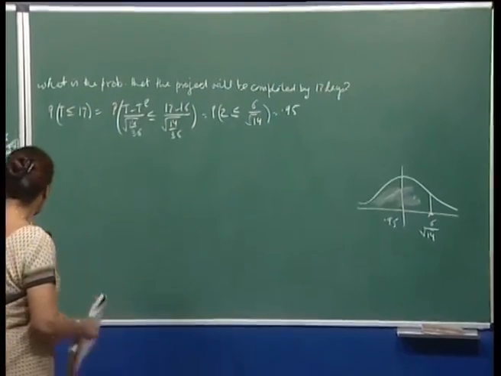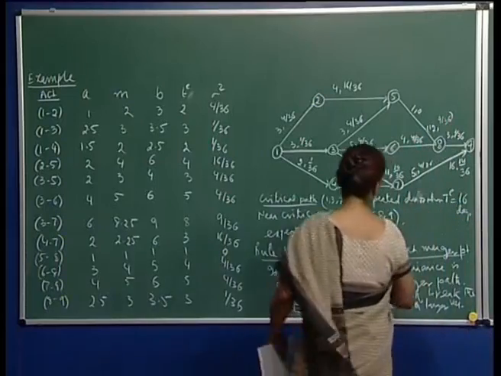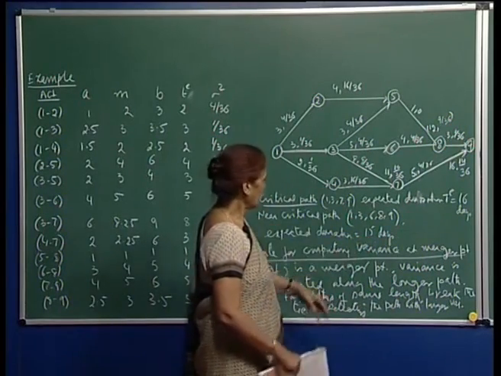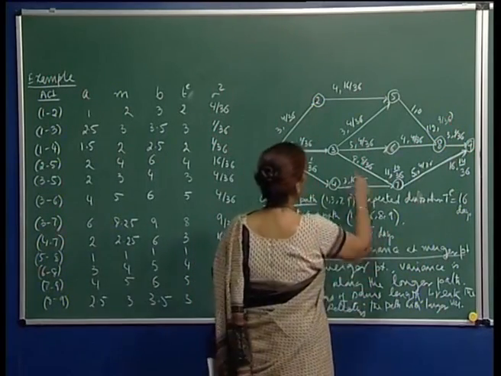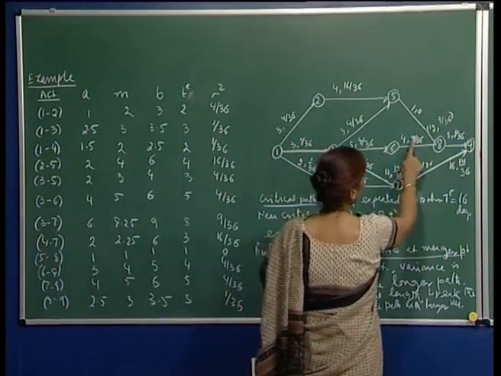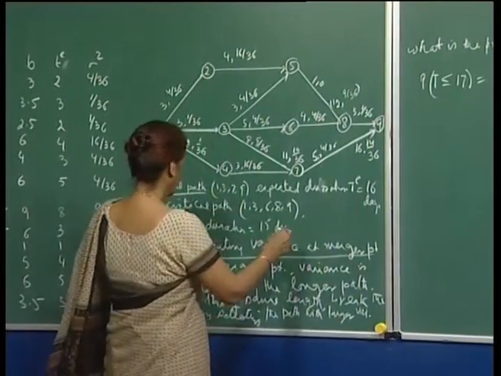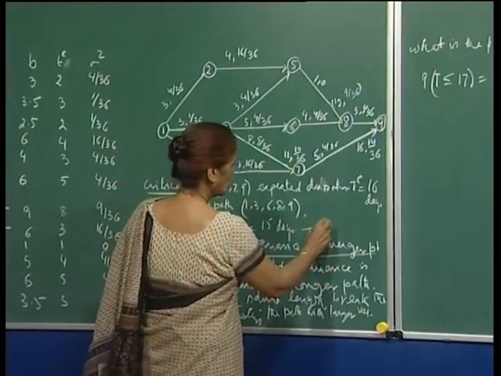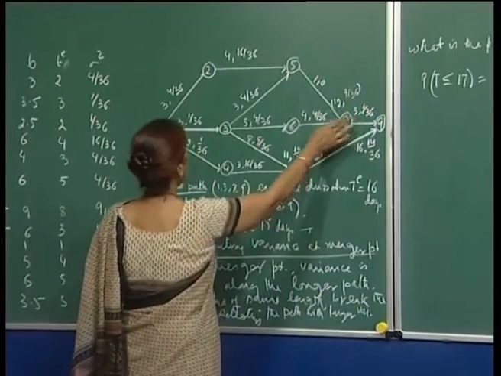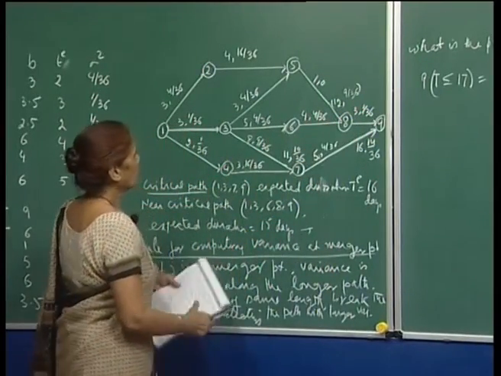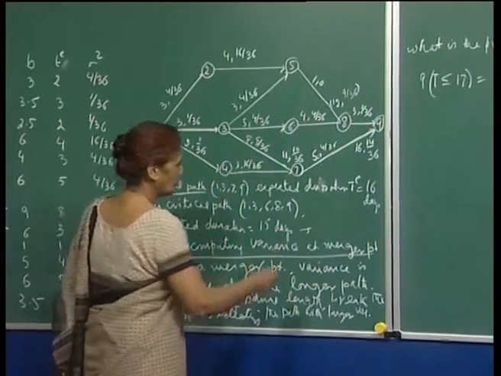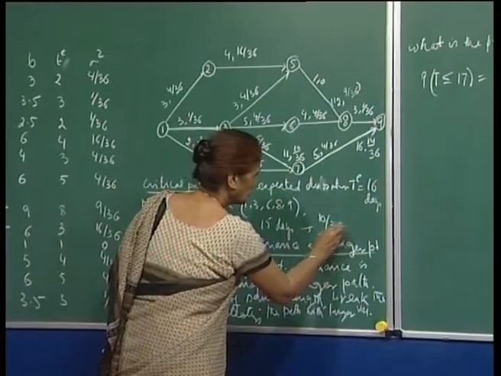But then see what happens if you look at the near critical path. It has an expected duration of only 15 days, and this is 1, 3, 6, 8, 9. So, what is the variance here? 5 plus 4, 9, 9 plus 1, 10. So, for the near critical path, the variance is 10 upon 36.